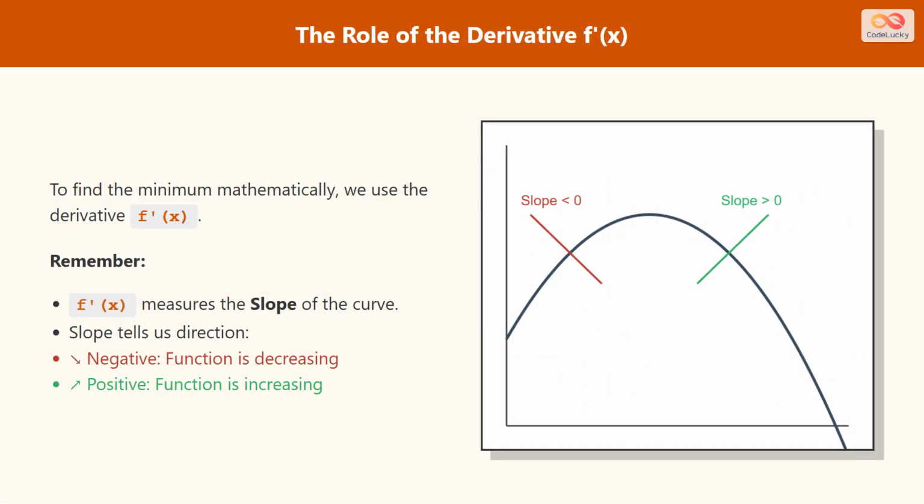In calculus, we use the derivative f prime of x to describe this movement. The derivative simply tells us the slope of the curve. A negative slope means the function is going down, and a positive slope means it is going up.